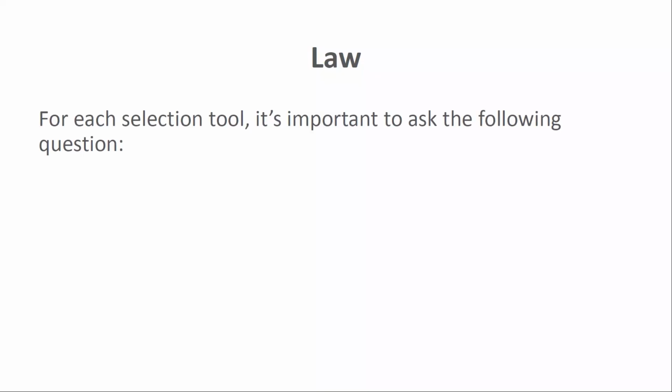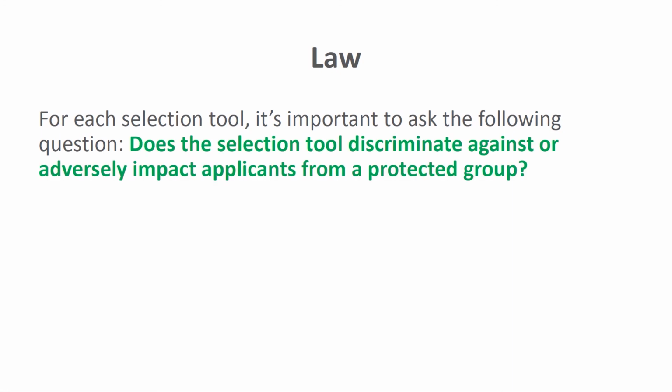And first, let's focus in on the law. So for each selection tool, it's important to ask the following question: does the selection tool discriminate against or adversely impact applicants from a protected group? Where protected groups or classes include, in the United States, categories such as race, religion, national origin, sex or gender, and so forth and so on.